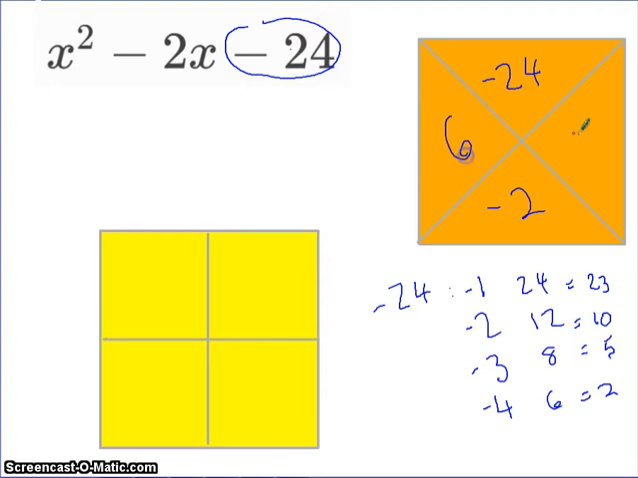So they are 6 and 4, and which one of those needs to be negative? Well, how about the 6? So I'm going to factor this as x minus 6 and x plus 4, and then let's double check that that works.